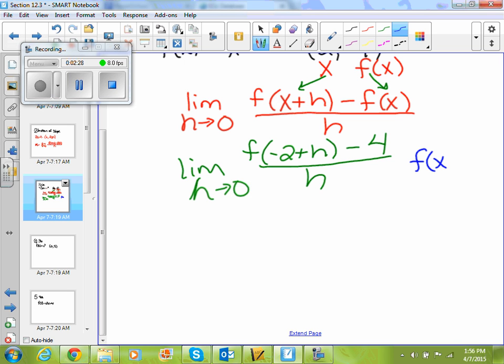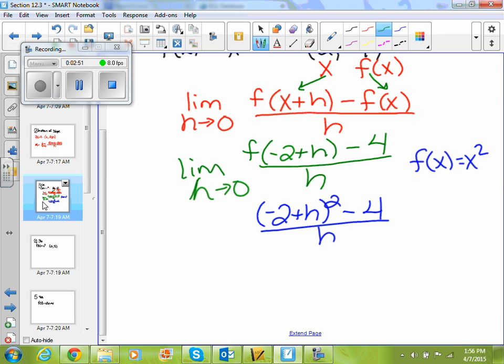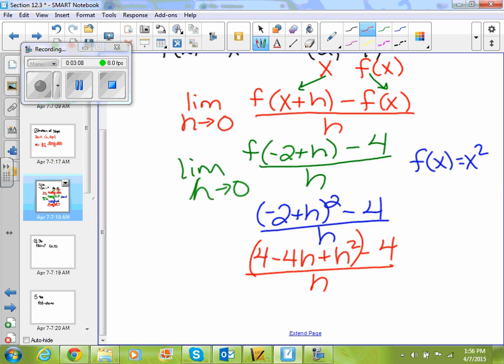Well, my function was x squared, so my function of negative 2 plus h is negative 2 plus h squared minus 4 all divided by h. So all I did was plug negative 2 plus h into my equation. So if I square negative 2 plus h, negative 2 squared is 4, minus 4h, plus h squared, minus 4. This part is negative 2 plus h squared, all divided by h.